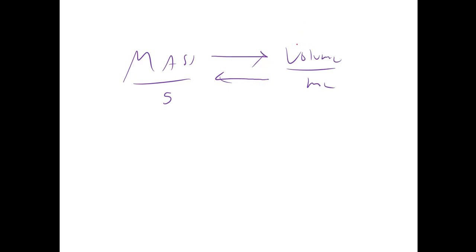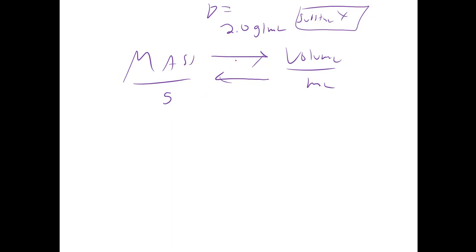So volume is the amount of space. Mass is the amount of mass within particles that exist in that space. And we need to use an existing density as a conversion factor. So for example, if the density is 2.0 grams per mil for substance X, I can go ahead and use density as a conversion factor.